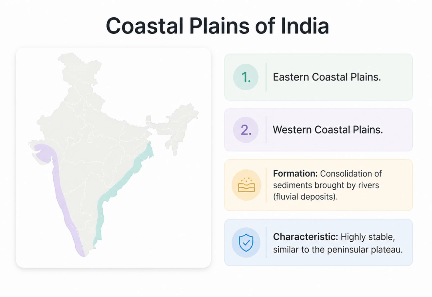Based on their location and the active geological processes shaping them, they are divided into the eastern and western coastal plains. These flatlands were formed over millions of years by the consolidation of fluvial deposits, essentially sediments brought down by rivers. Because of this solid foundation, they are highly stable regions, much like the ancient peninsular plateau they border.